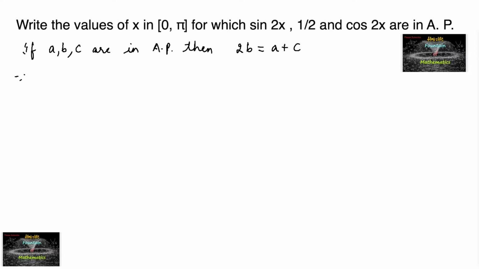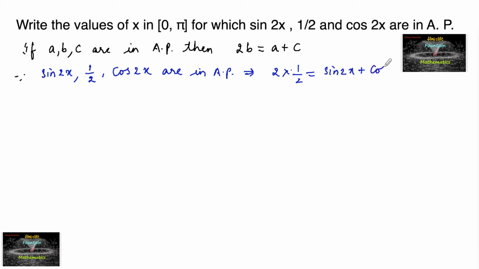And here, since sin 2x, 1/2 and cos 2x are in arithmetic progression, this implies 2 into 1/2 is equal to sin 2x plus cos 2x, that is, sin 2x plus cos 2x is equal to 1. So let's multiply and divide by root 2.